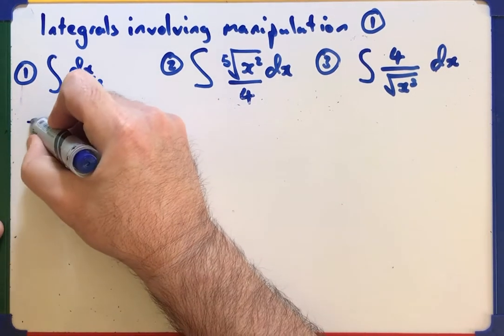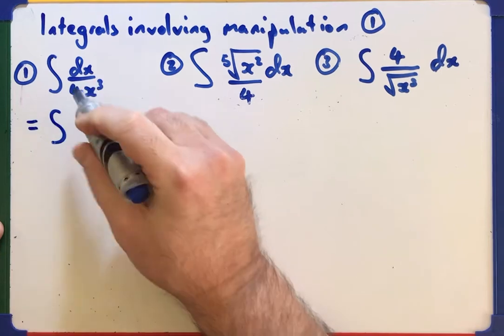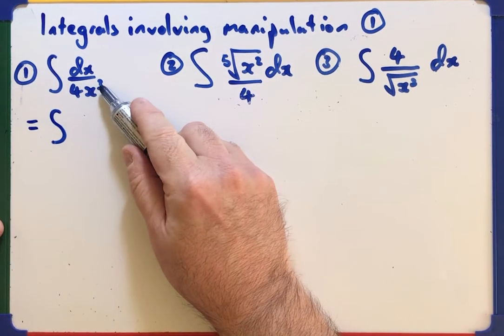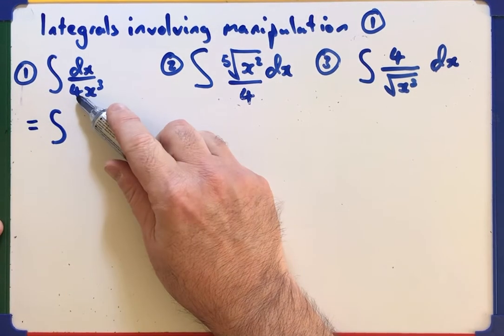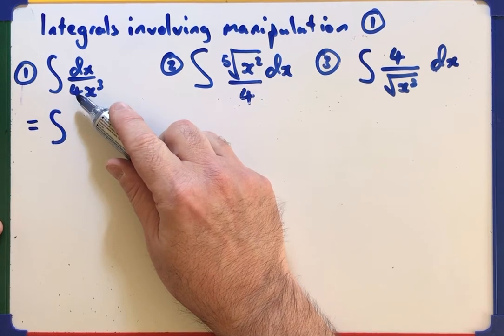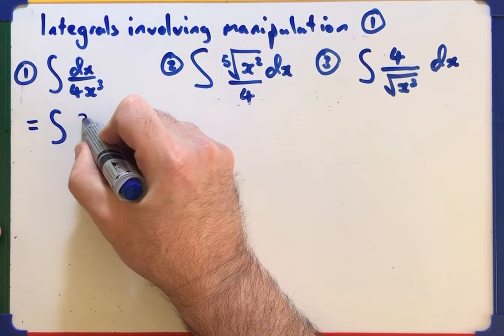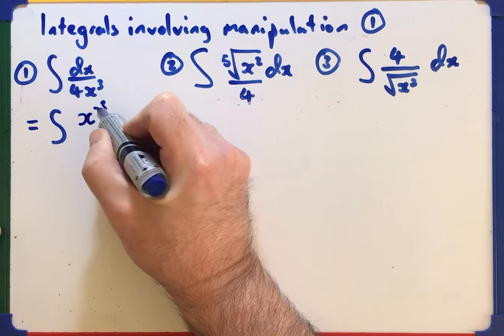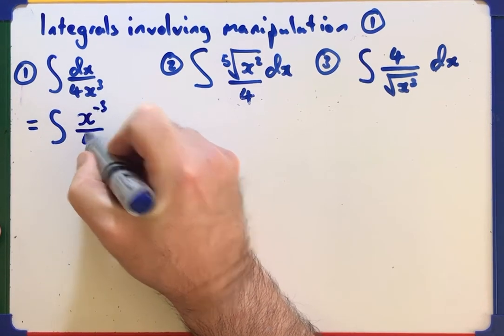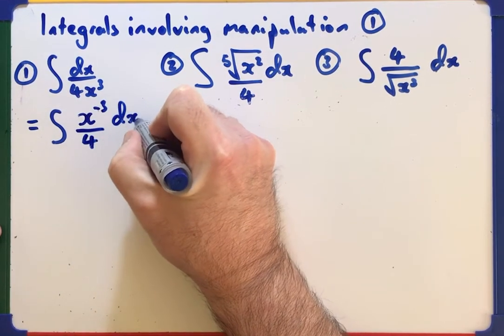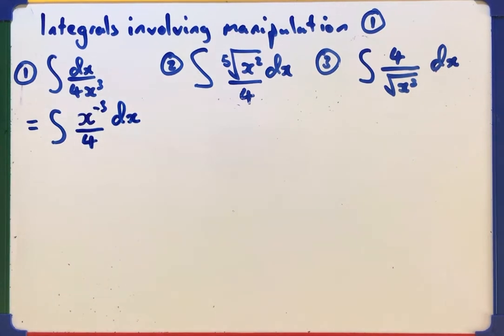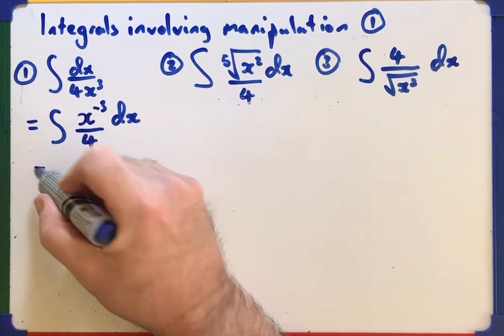So, this one. Now, the other thing is, remember, the power only applies to the x, not the 4. So the 4 stays where it is. So that becomes x to the power minus 3 over 4, and we are integrating it with respect to x. So we've got that. Now, remember what the rule is for integrating? We increase the power by 1. So instead of minus 3, it's going to go up to minus 2.